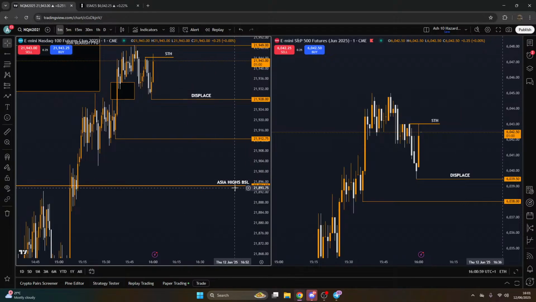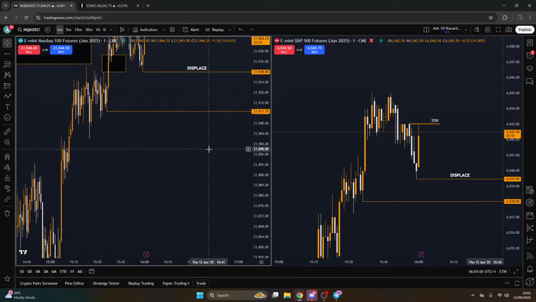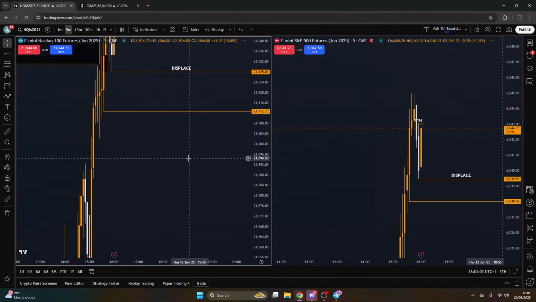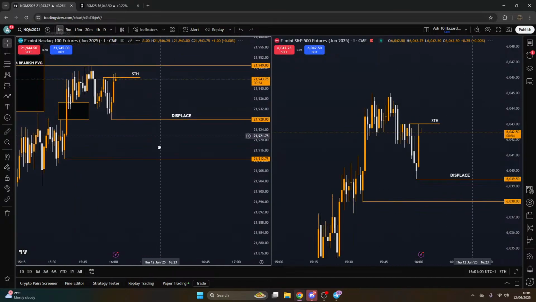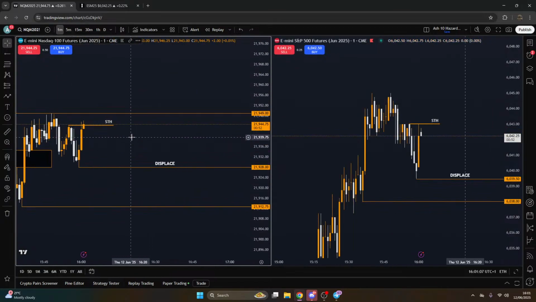But if I was to take shorts now, we'd have to target, I mean, we'd have to see what the risk to reward is. But at the moment, it's just dead.